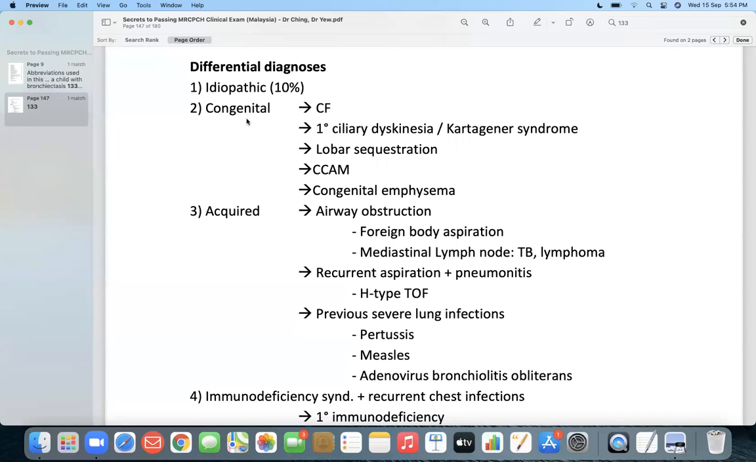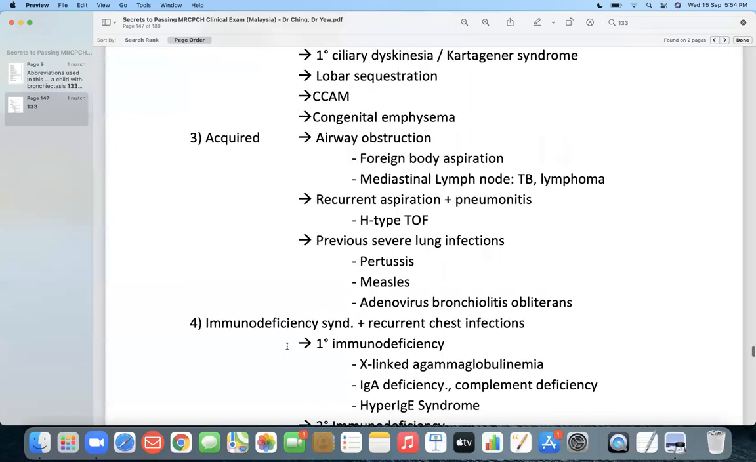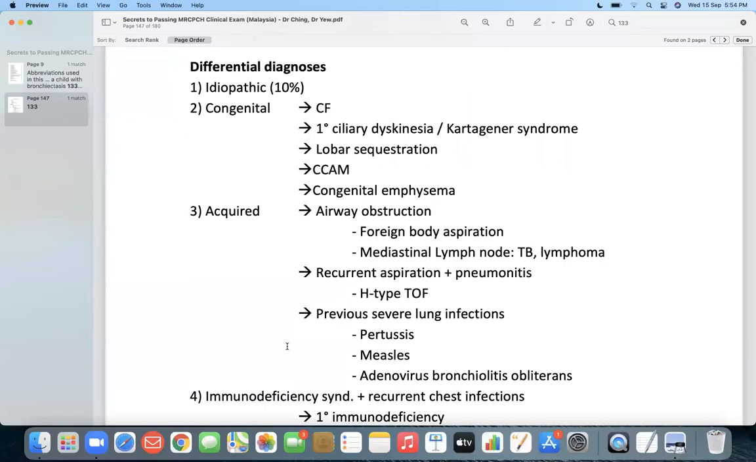So the differential diagnosis is divided into idiopathic, congenital, acquired, and immunodeficiency. If we don't want to tell everything, for these things you can select 2-3 and just tell them, because we don't have time to tell such a long differential diagnosis in the exam. It's just 3 minutes.